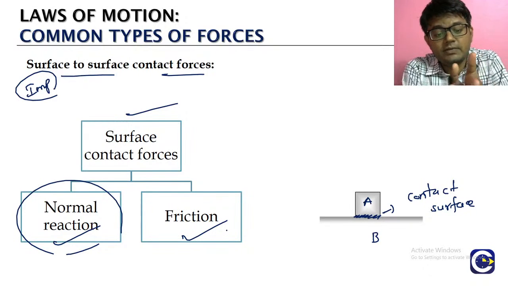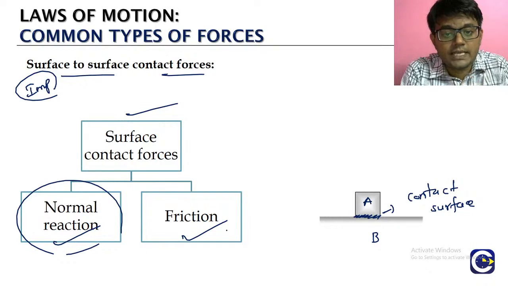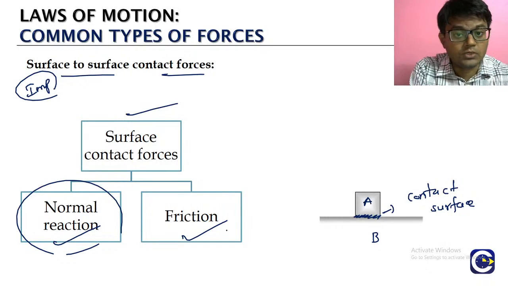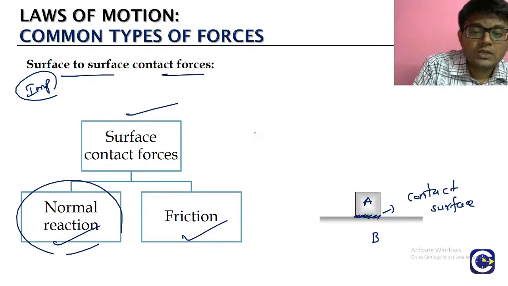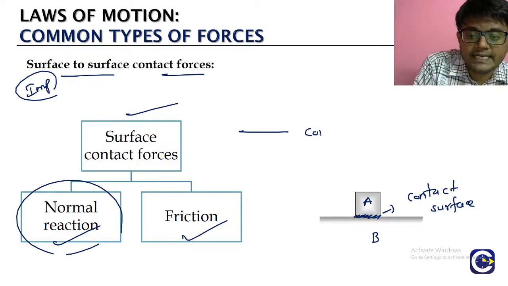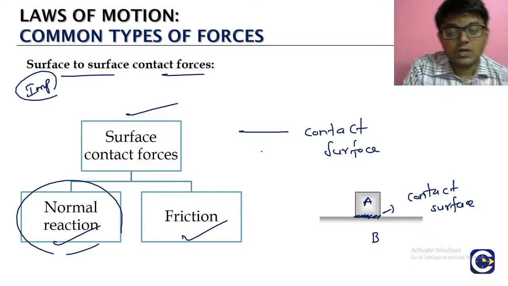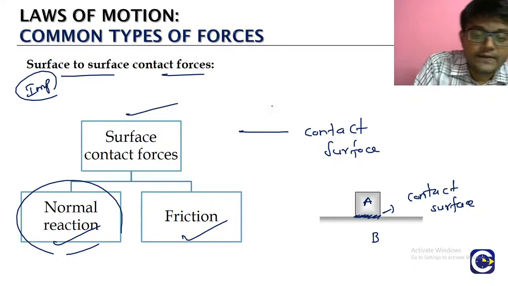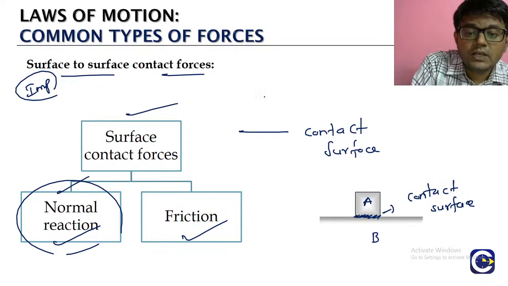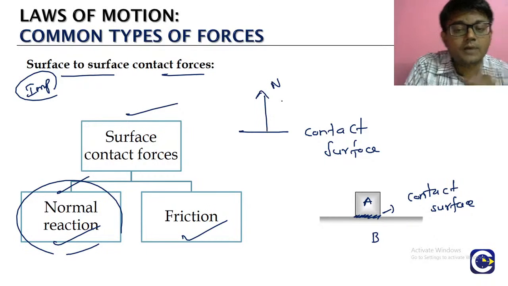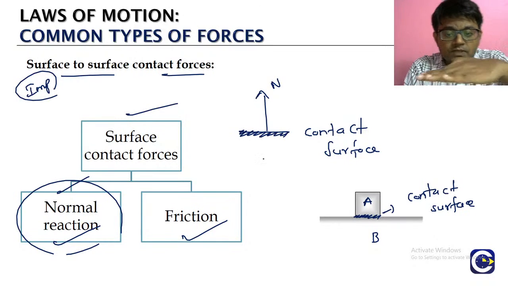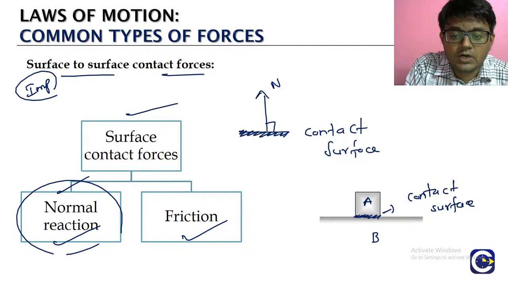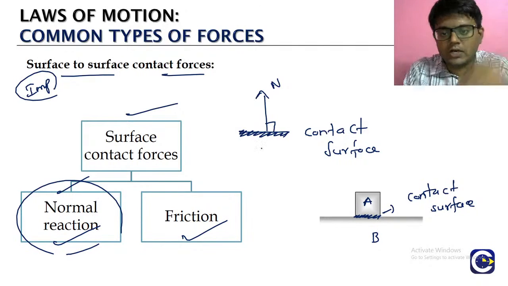So when there is a contact between two surfaces, why are we not just calling it one force? We are dividing that into two parts: one is the normal reaction, the other is the friction. Just focus on this. This is the contact surface. The normal reaction which we are talking about will be, from the name itself, normal or perpendicular to the contact surface. Like you can see here, the contact surface is flat or horizontal, and this is normal or perpendicular to it.